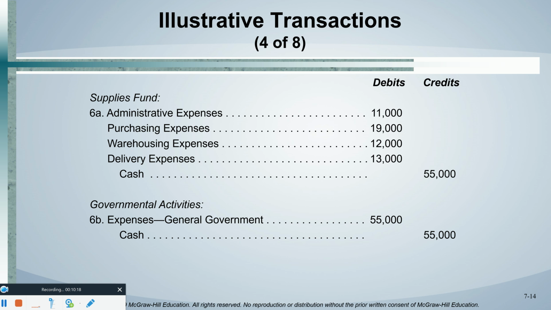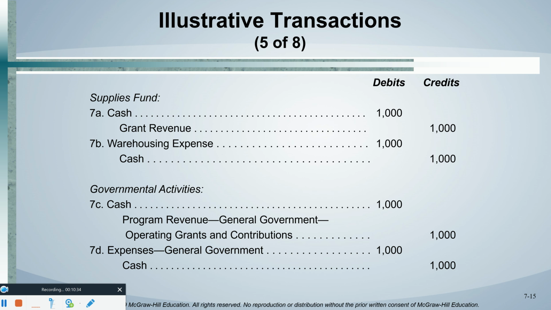Journal entry 6A, we're incurring and paying for the expenses. And you can see journal entry 6B, pretty much the same journal entry, just the categories of expenses are a little bit different. But other than that, exactly the same. Journal entry 7, it looks like the supplies fund got a little operating grant, debit cash, credit grant revenue, and then immediately when we got the grant revenue, we spent it. So you can see journal entry 7B, debit the warehousing expense, credit cash.